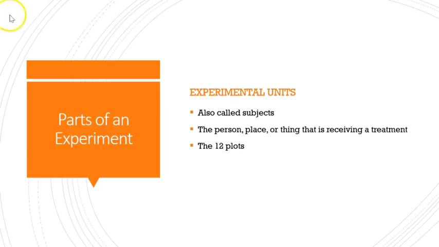And then experimental units, aka subjects, okay? So the person, place, or thing, it's got to be a noun, that is receiving a treatment, okay? So in our corn example, that would be the 12 plots. That is what is getting the different kinds of fertilizer.